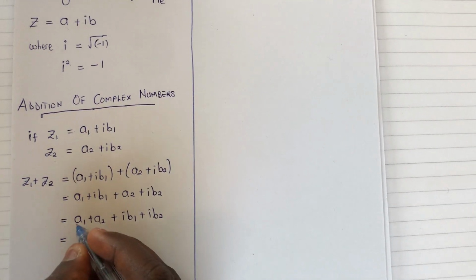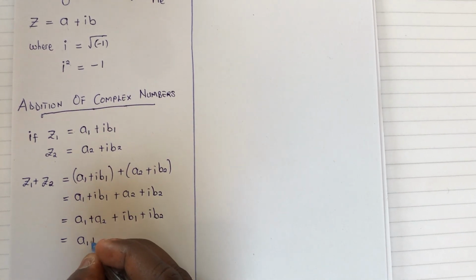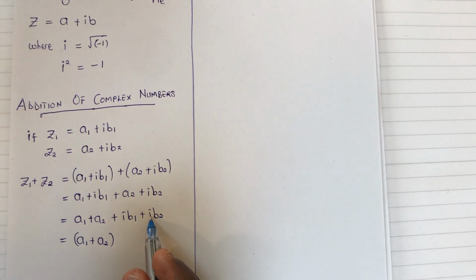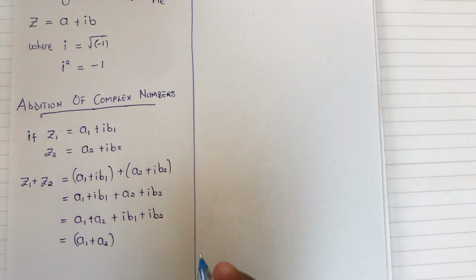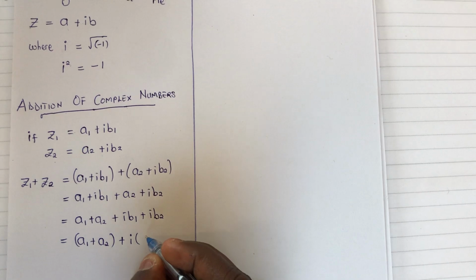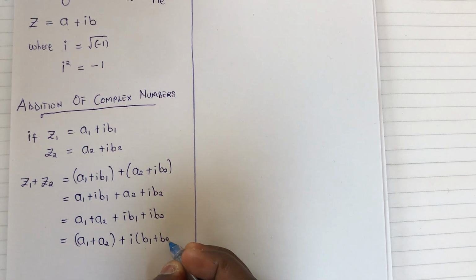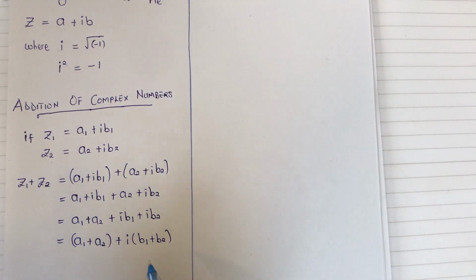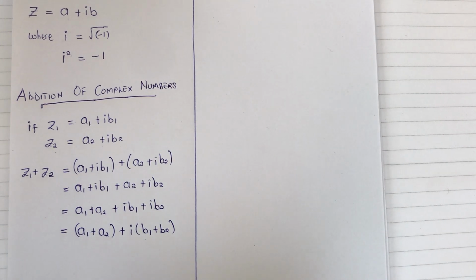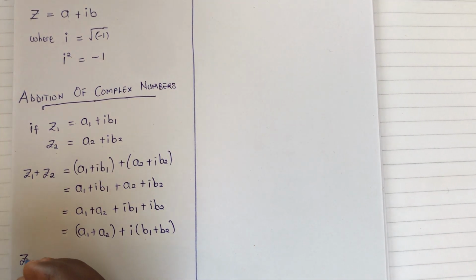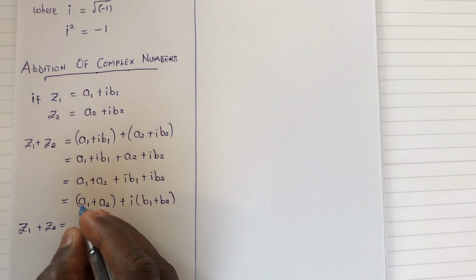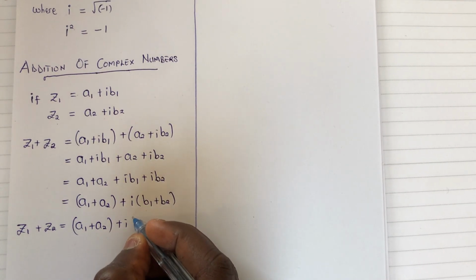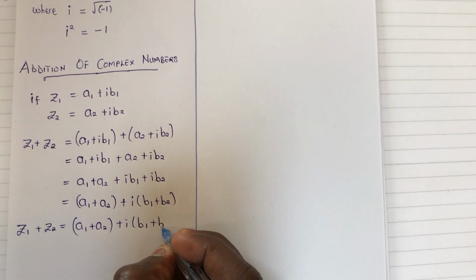So we can now add this. This is already added, so we have a1 plus a2. We separate the real part from the imaginary part. Then we can factorize the imaginary notation, i out, plus i into the bracket b1 plus b2, such that if the values of a and b are given to us, we can just add them together to have a solution for z1 plus z2. Therefore z1 plus z2 is giving us a1 plus a2 plus i(b1 plus b2).